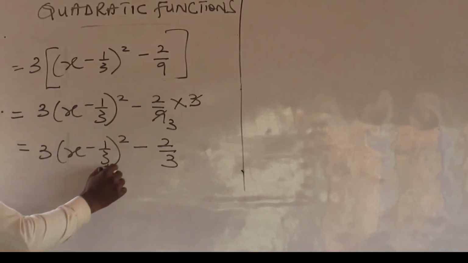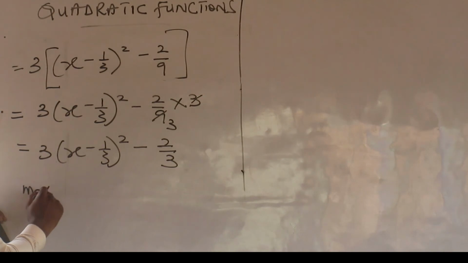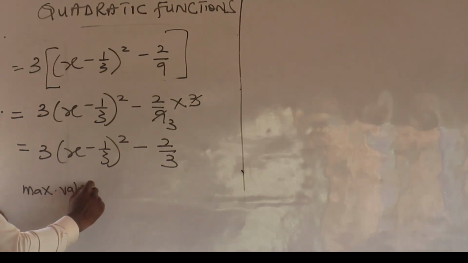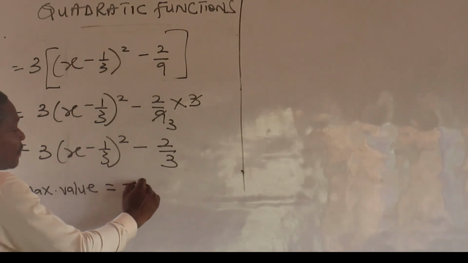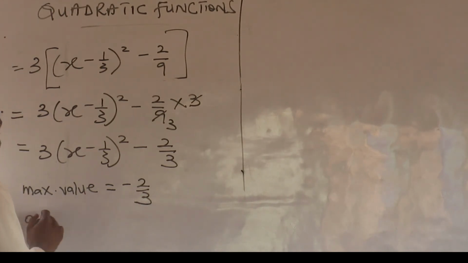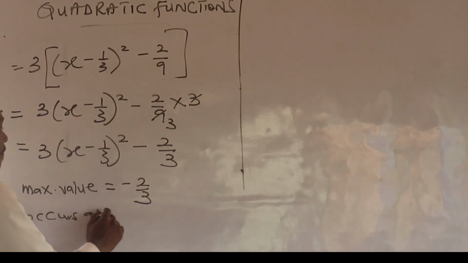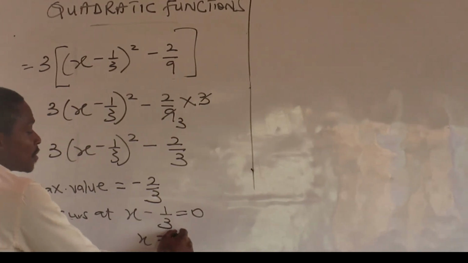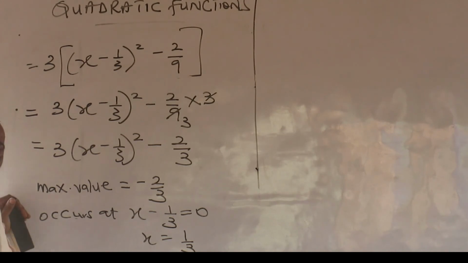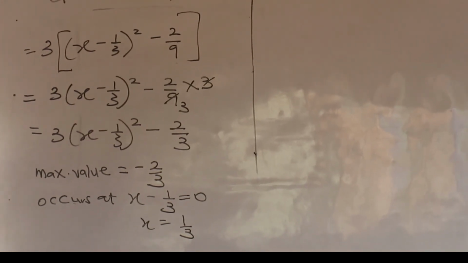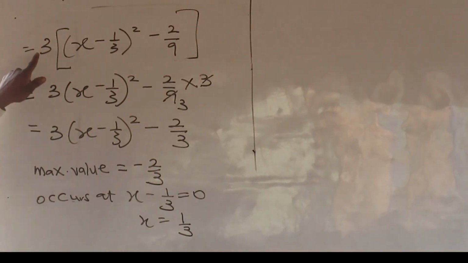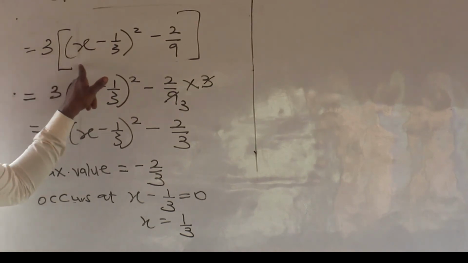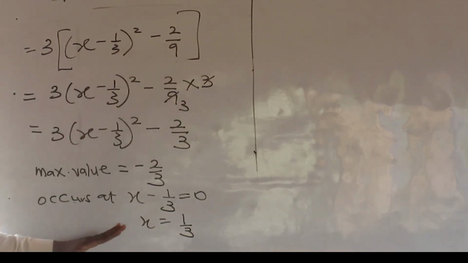Good. So your maximum value, that's the maximum, right? Happens to be negative 2 over 3. And it occurs as x minus 1 over 3 all equal to 0. X equals positive 1 over 3. So that is what we are getting, right? So don't forget, when you finish, you have to run the 3 through, so that you come there.